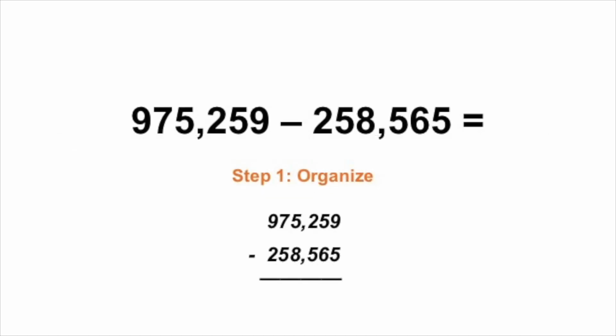And to begin, it should look like this. So, like we've explained earlier, start with the ones. 9 minus 5 equals 4. So we can write the 4 in the ones column. But 5 minus 6 can't do. What do we need to do? Borrow. So 5 becomes 15. 15 minus 6 equals 9. So we can write 9.